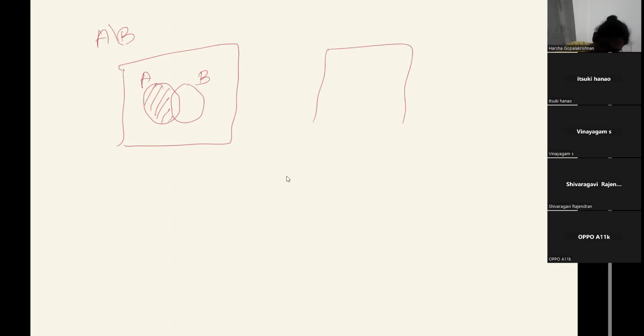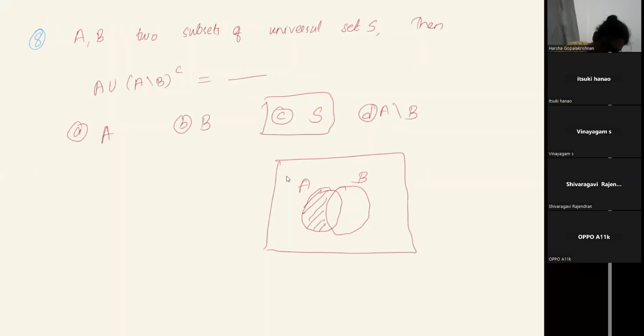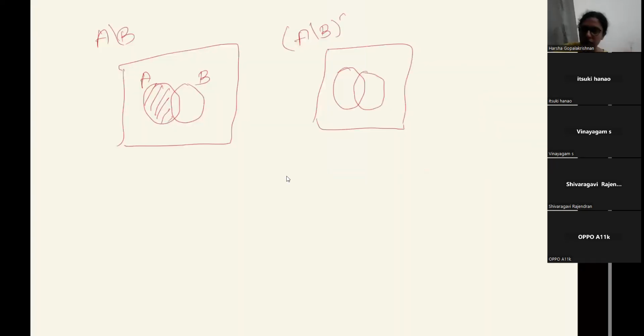Now, what I want is A minus B whole complemented. So, the set of all elements which are not in A minus B. Now, we know what A minus B is from the first figure. So what is A minus B complement? The elements which are not in A minus B. So this is the A minus B complement. Clear?